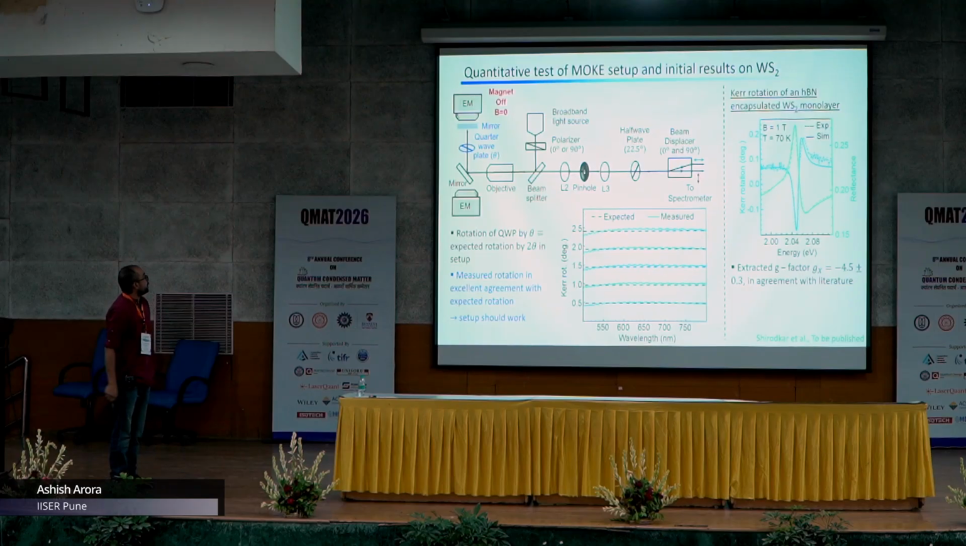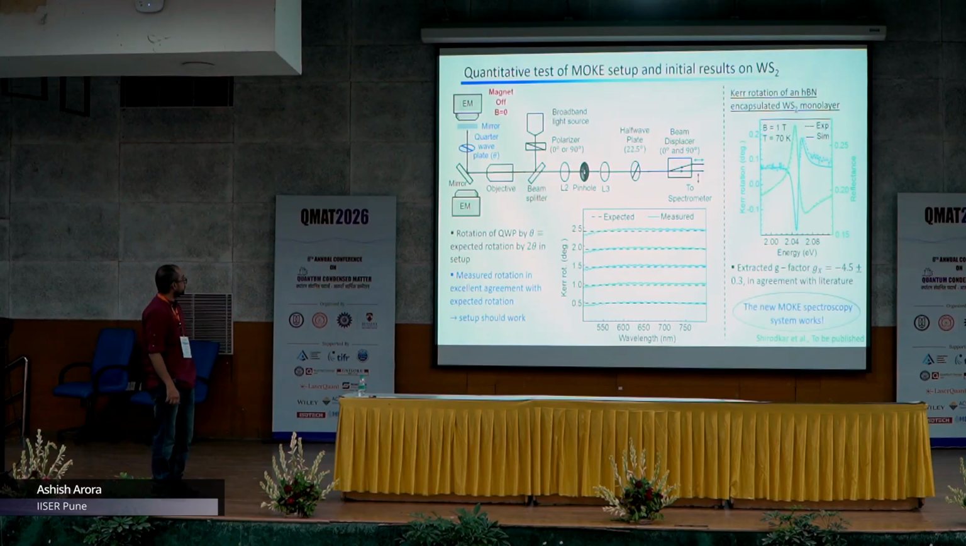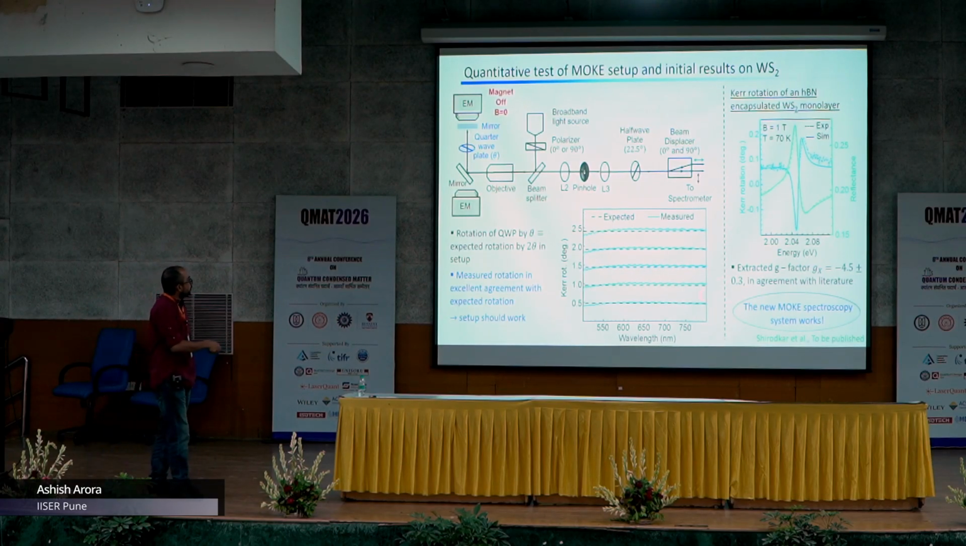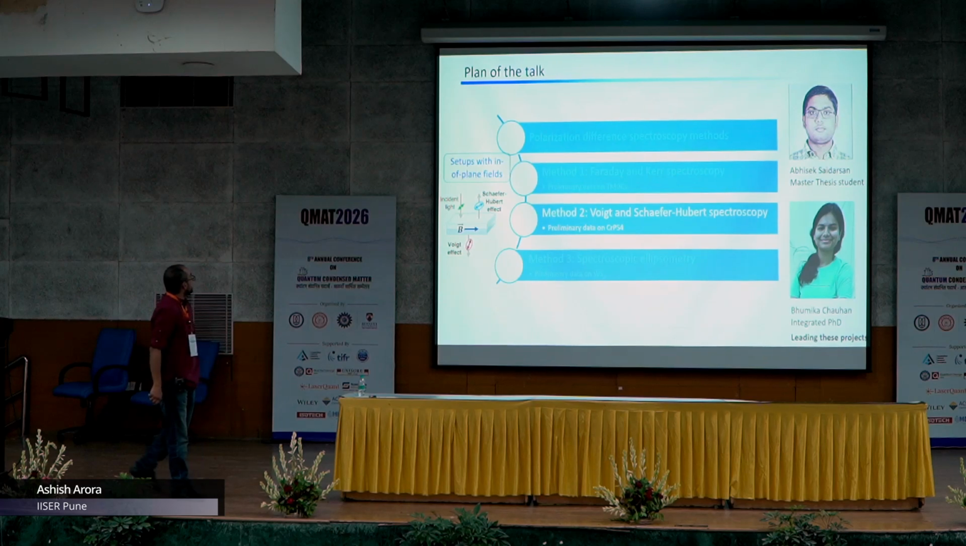Okay, so the setup should work. In fact, it works if we measure Kerr rotation of a tungsten disulfide monolayer. It looks very nice. Measure g factor minus 4.5. Again, agrees with literature. All of this is very nice. So the MOKE spectroscopy setup is working, and we have to publish this soon.